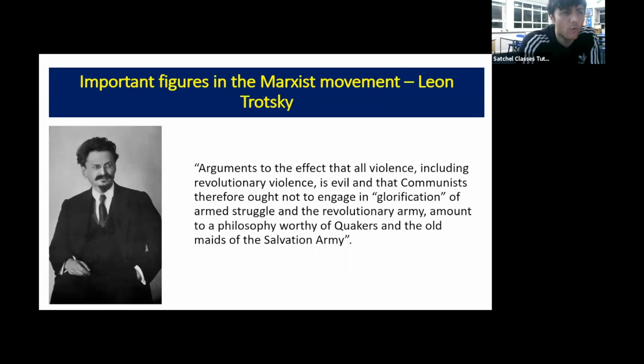Arguments to the effect that all violence, including revolutionary violence, is evil, and that communists therefore ought not to engage in glorification of armed struggle and the Revolutionary Army, amount to a philosophy worthy of Quakers and the old maids of the Salvation Army. So Trotsky completely dismissive there of any ideas of peaceful protest like what the liberals would have been advocating at that time.